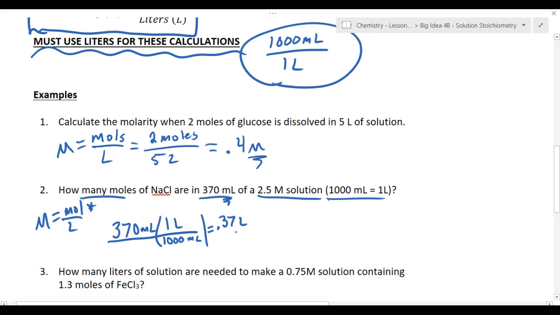Now to solve for moles, we just plug it in and solve. Molarity, which is 2.5 molar, is equal to the X amount of moles over 0.37 liters, because we always need to do it in liters, never milliliters. So one way to do this is to multiply both sides by 0.37.